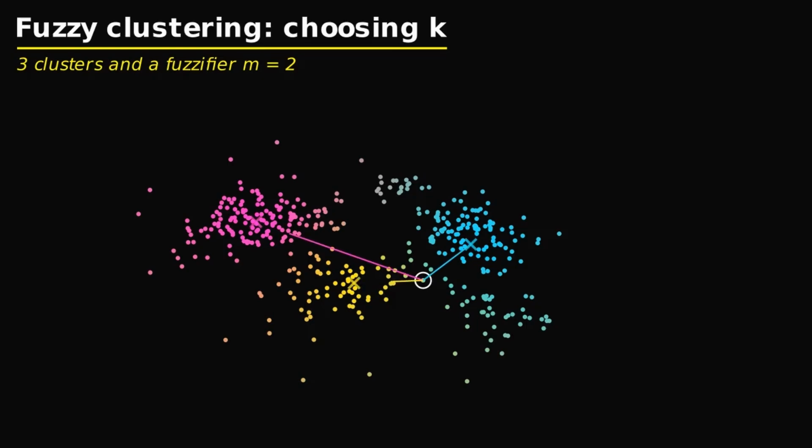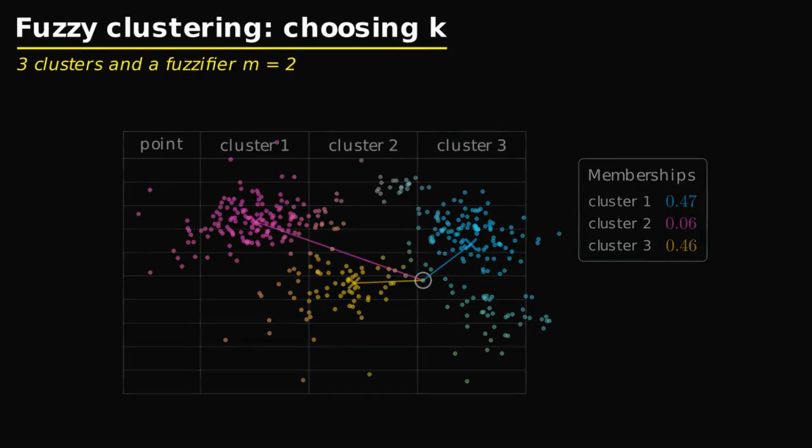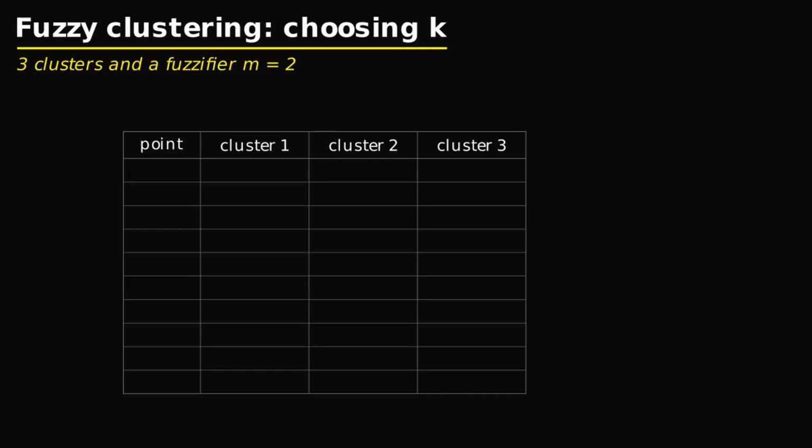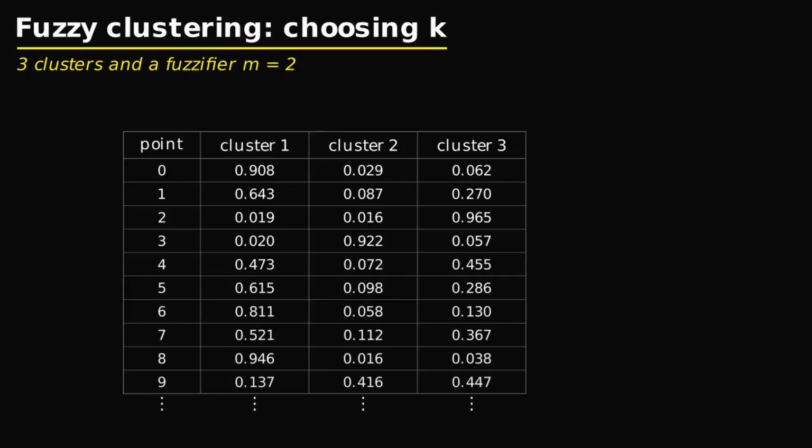For this point, we can draw 3 spokes to the 3 centroids. The membership coefficients are shown here, 1 value for each cluster. So a point is no longer assigned by a yes or no decision. We can also display the same information numerically in a table. Each row corresponds to 1 data point, and the 3 columns show its degrees of belonging to the 3 clusters.